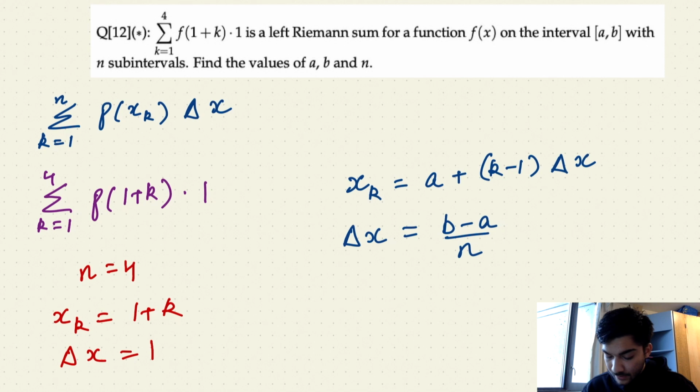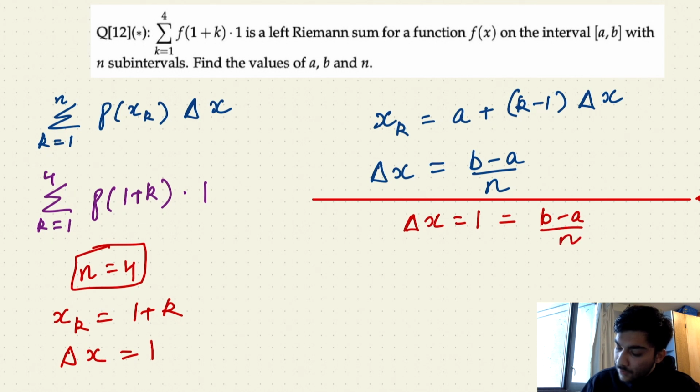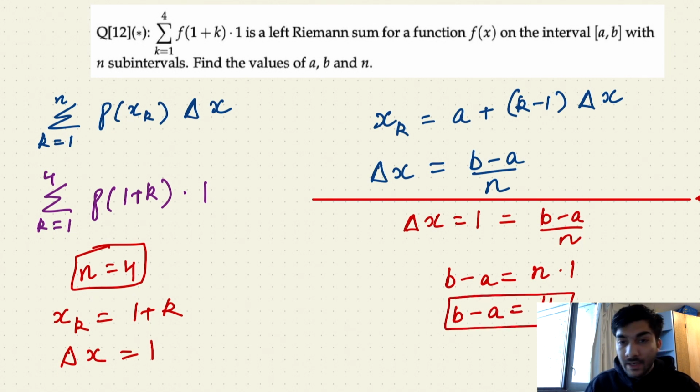So I have all these values in place, and now I'll solve for a and b, because I've got my n and the only values that are remaining are a and b. So now based on these given values, I'll solve for a and b. And I know since my delta x is equal to 1 and it's also equal to b minus a upon n, where my n is 4, so my b minus a becomes n times 1, which is 4, because my n is 4.